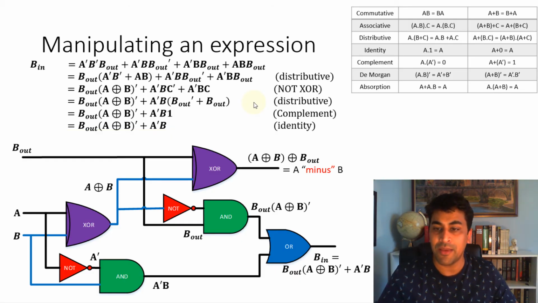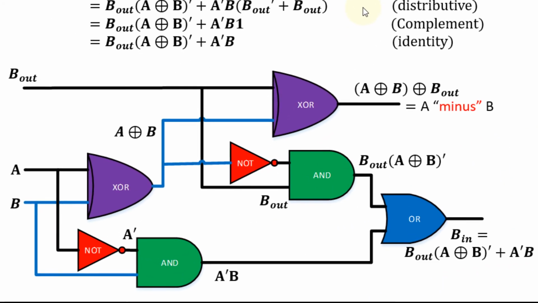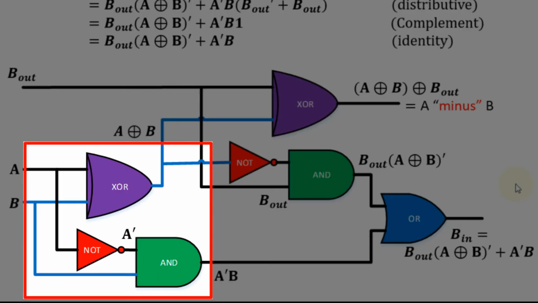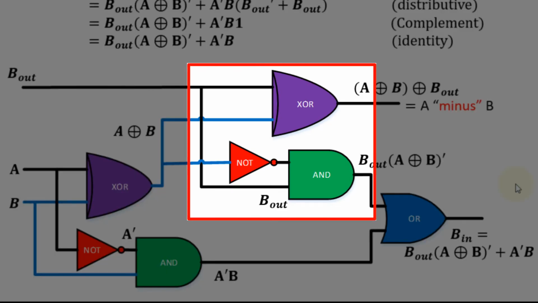Putting the expression for a minus b and b in together, we can now build our full subtractor by following the logic inside of each of the Boolean expressions. I've done this for you in the following diagram. See if you can construct this yourself. Notice that the full subtractor is made up of two half subtractors.